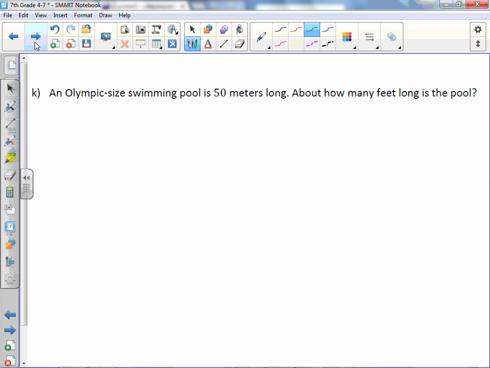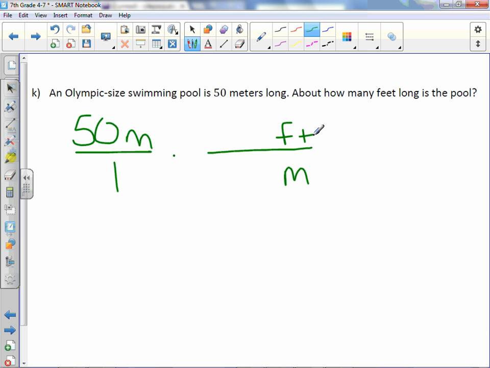Letter K. An Olympic-sized swimming pool is 50 meters long. About how many feet long is the pool? We're getting rid of meters, so that goes on the bottom, and feet goes on top. Now, it does say about, but you're not estimating because our conversion chart values are already estimated. So you only need to estimate if it tells you to estimate in this case.